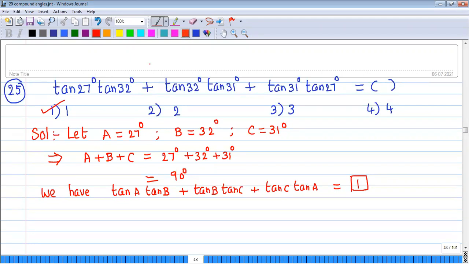Rewriting the values of A, B, C, we get tan 27 tan 32 plus tan 32 into tan 31 plus tan 31 into tan 27 equal to 1 only. That's the answer.